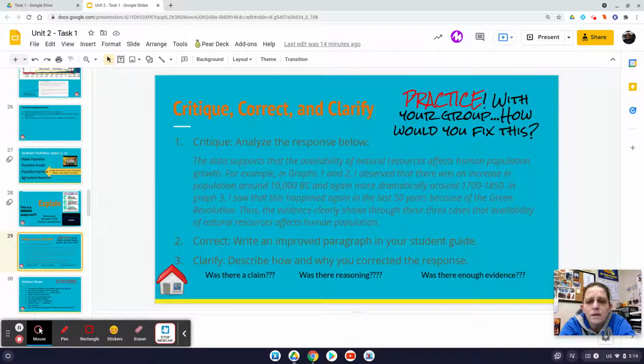So think about that paragraph and what would you think that CER would get you if you wrote that CER for a grade? Think about, was there a claim in there? Was there reasoning? Was there enough evidence? There was evidence. It says in graph 1 and 2, I observed. In graph 3, I observed. So there was evidence, but was there reasoning to explain what the evidence showed? And how did that evidence support the fact that natural resources affects human population?